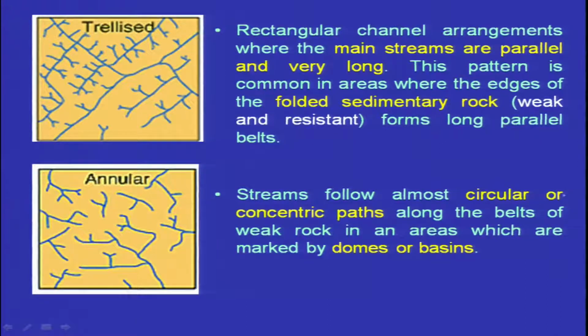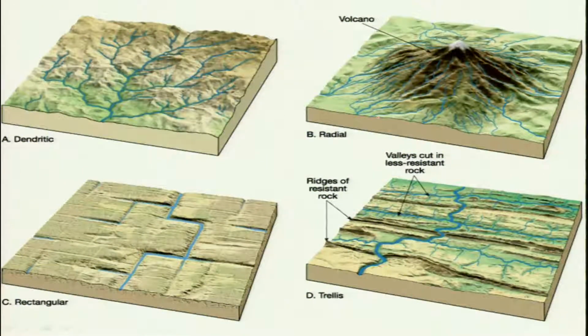Then you have annular drainage pattern. Streams flow in an almost circular or concentric path along the belt of weak rocks in an area which is marked by domes or basins. So, let us see a few further examples of the dendritic pattern, how it looks. Okay. So, you have very small multiple streams and it gives a tree-like pattern.